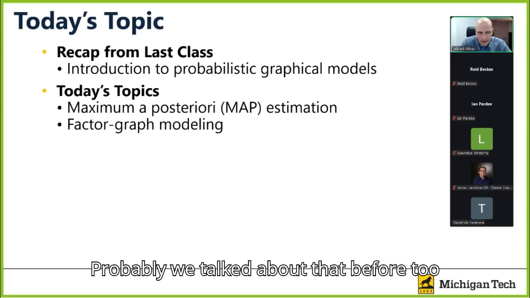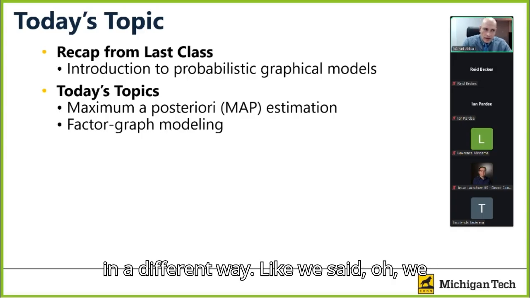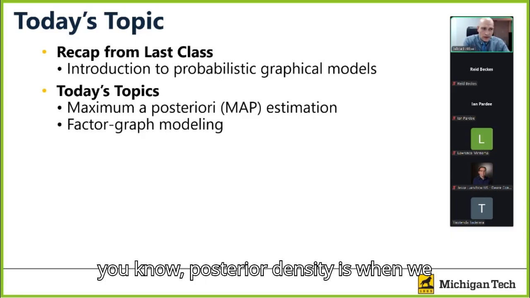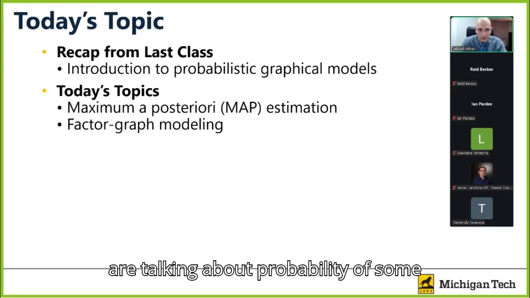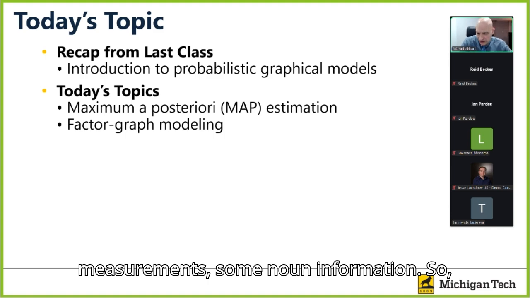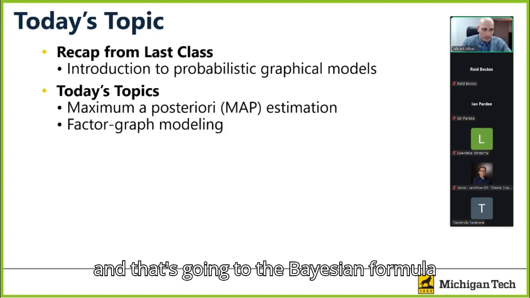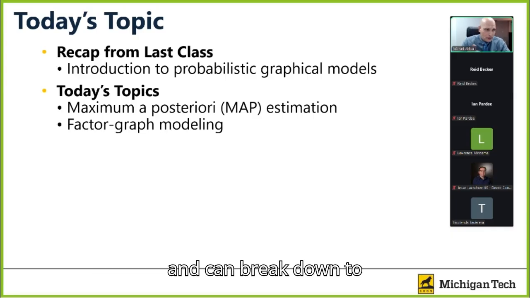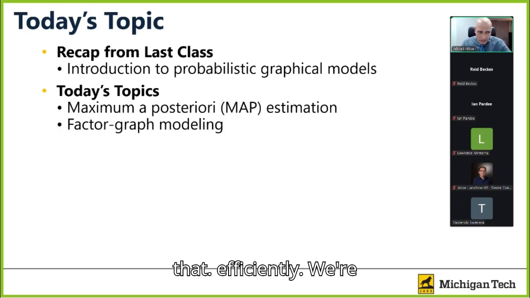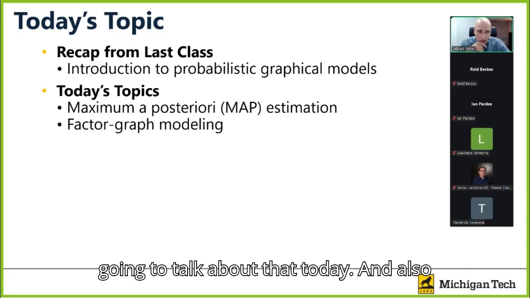Probably we talked about that before too in a different way. Like we said, we are finding posterior density. Posterior density is when we are talking about probability of some unknown given some measurements, some known information. That goes to the Bayesian formula and can break down to prior information and the likelihood, and then we can solve that efficiently. We're going to talk about that today.